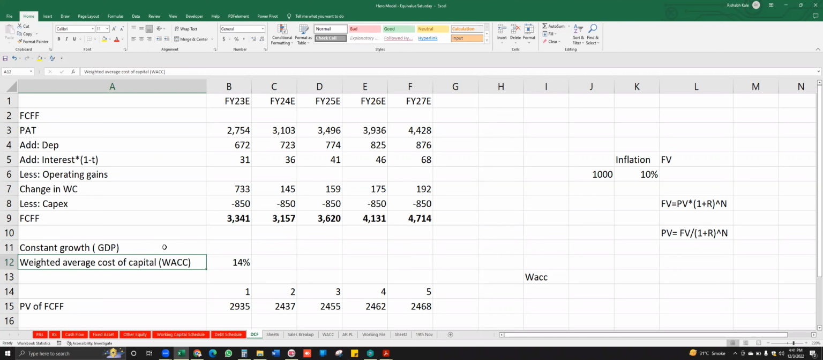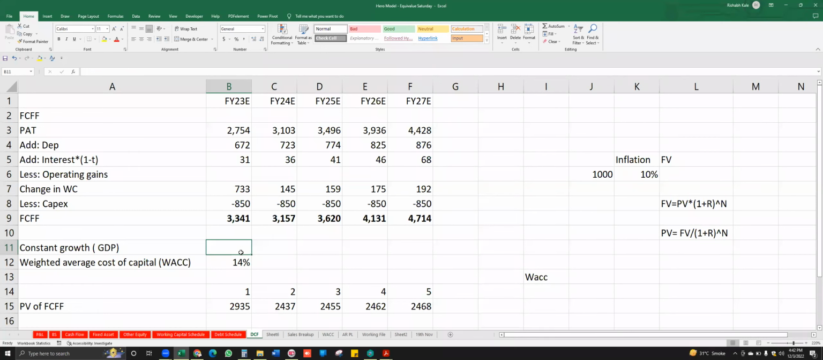At 20-30%, even a company cannot keep on growing, because after some time, when the revenues are so high, it has to grow at a lower pace. Now, what is this constant growth? We assume that at least our company should grow as per the GDP growth rate of India.